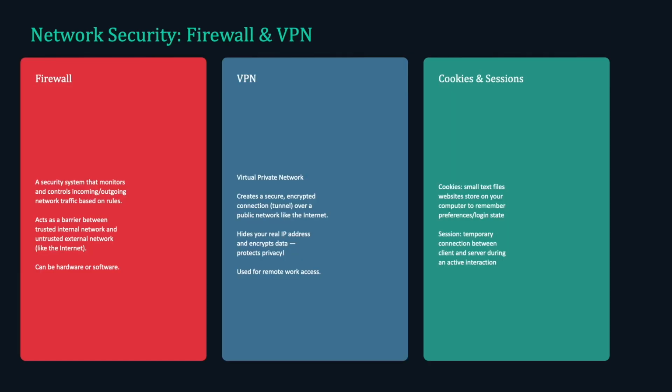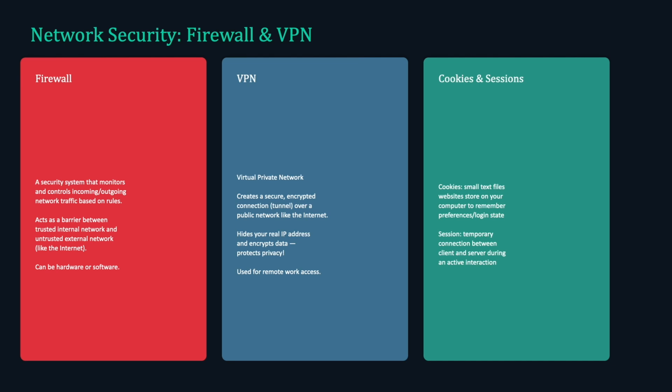A firewall is a security system that monitors and controls incoming and outgoing network traffic based on predefined rules. It acts as a barrier between your trusted internal network and the untrusted external internet. Can be hardware or software.